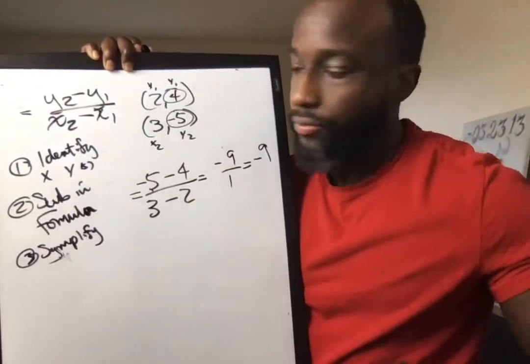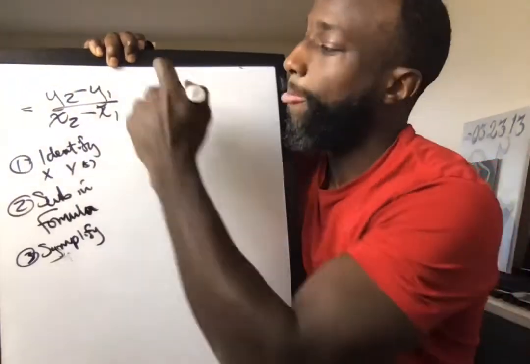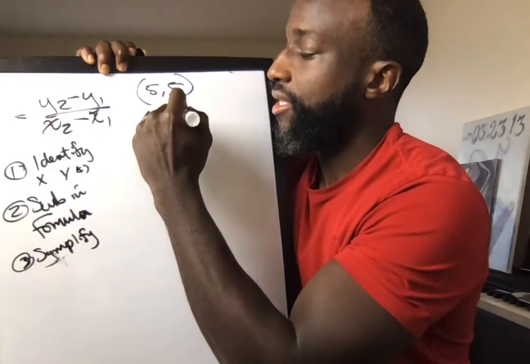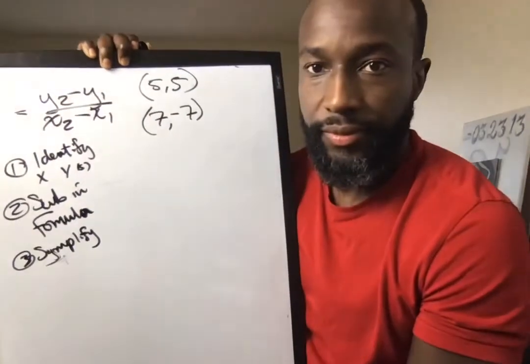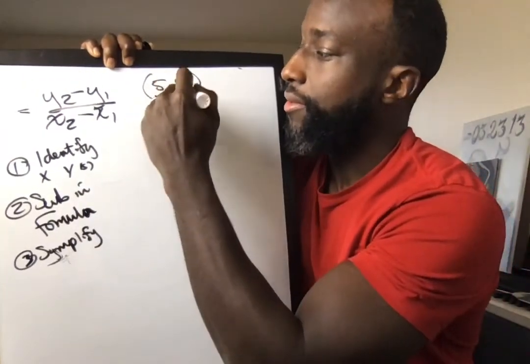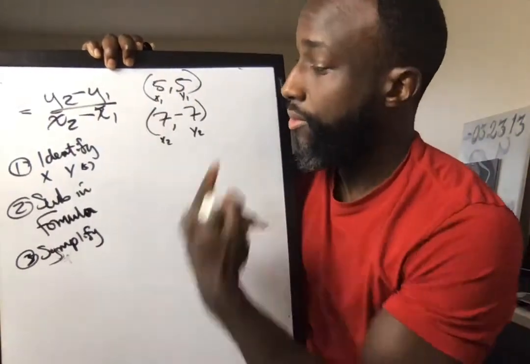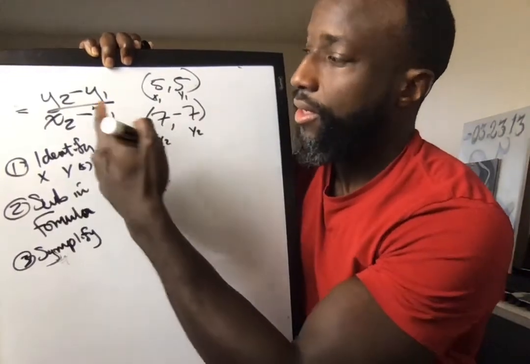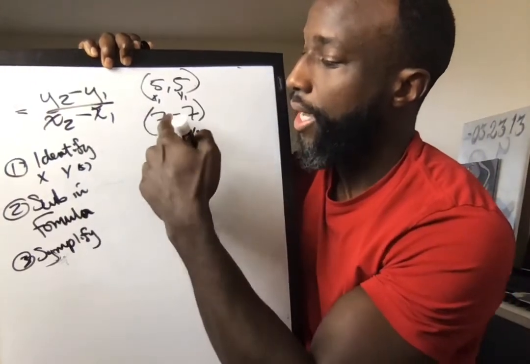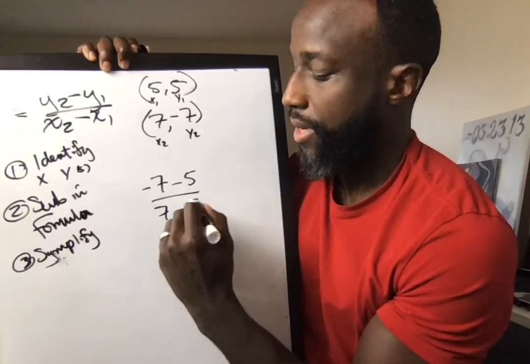Let's do another example. All right, I'm just spitting out these numbers off the top of my head. Let's see what I come up with. Let's say 5, 5, and 7, negative 7. All right, let's do that one. Again, identify x and y. So this is x1, y1, x2, y2, right? Then substitute into the formula. Y2 is negative 7, so it'll be negative 7 minus y1, which would be minus 5. And then we got x2, positive 7, minus x1, positive 5.